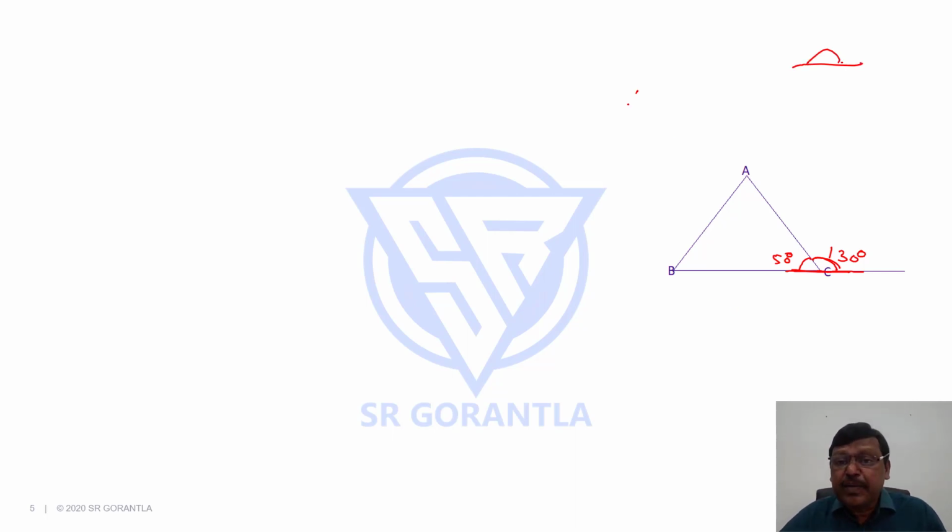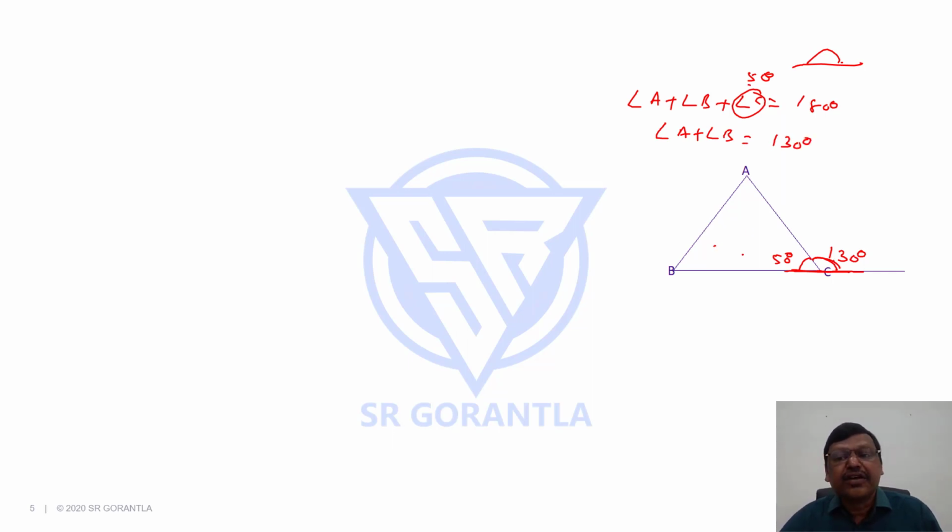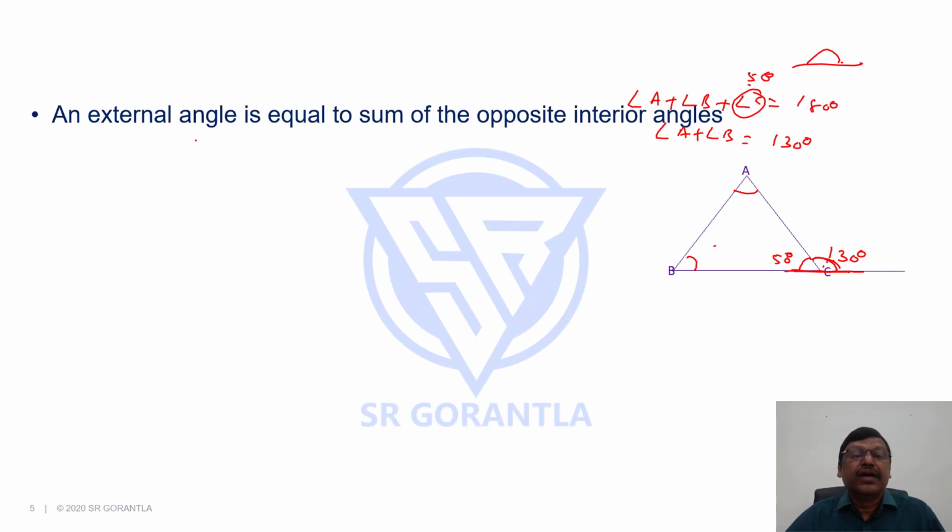But you know angle A plus angle B plus angle C, the sum of the angles in a triangle, is 180 degrees. If angle C is 50 degrees, we can say angle A plus angle B equals 130, which is nothing but the external angle. So this is the statement: an external angle in a triangle equals the sum of the two opposite interior angles. An external angle is equal to the sum of the opposite interior angles, right?